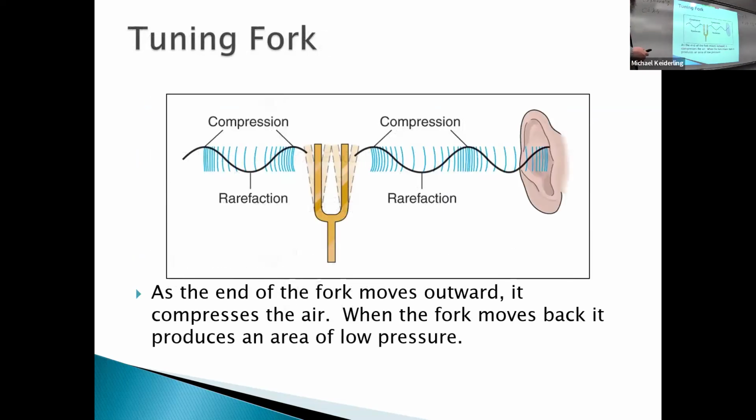So you have compressions and rarefactions. They reach your ear, which has a membrane that can be moved back and forth by the compressions and rarefactions. And that's what you hear. So as the end of the fork moves outward, it compresses the air. When it moves back, it produces an area of low pressure.